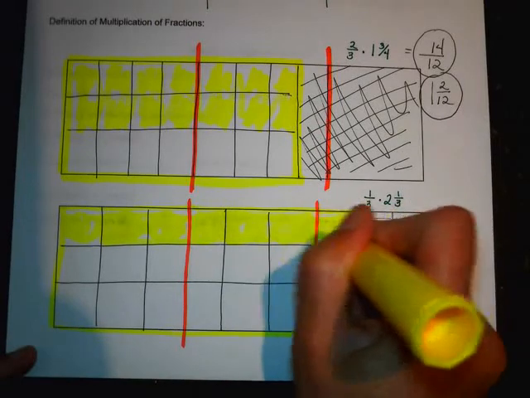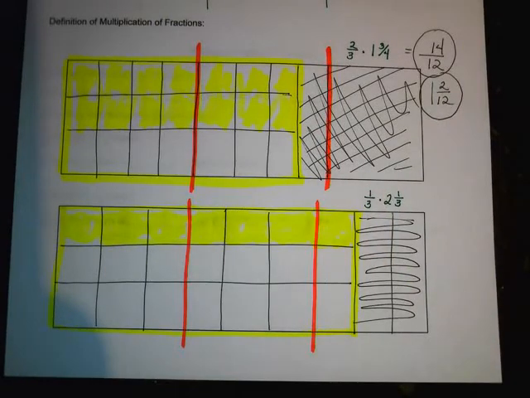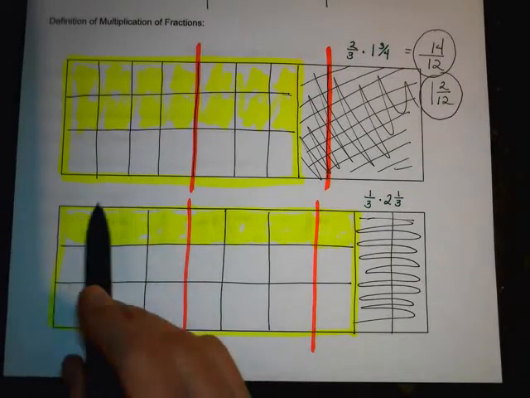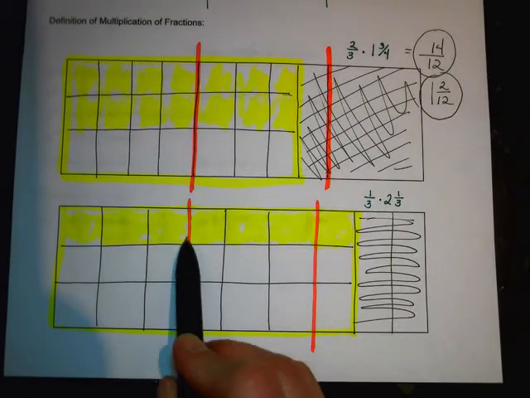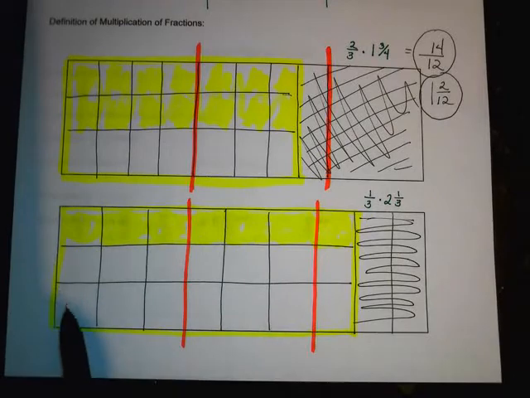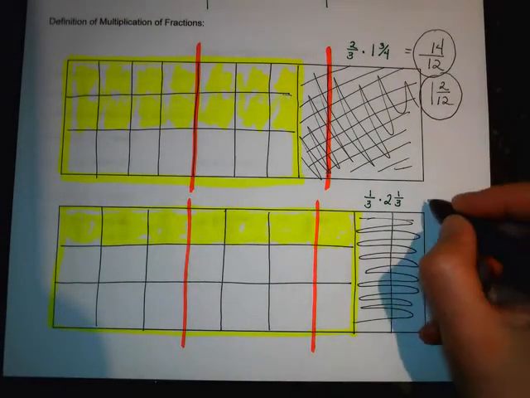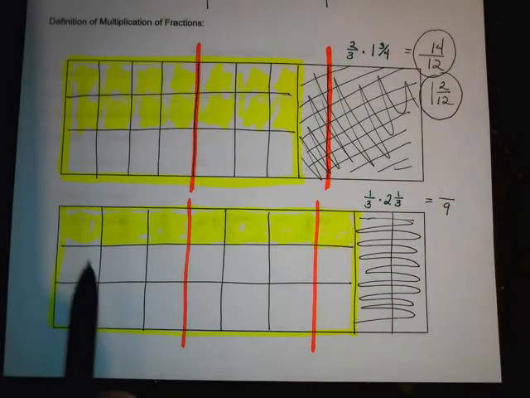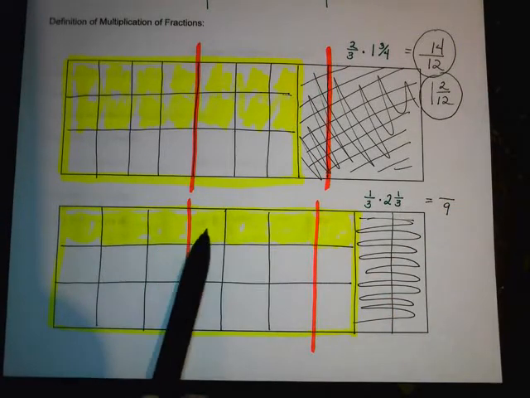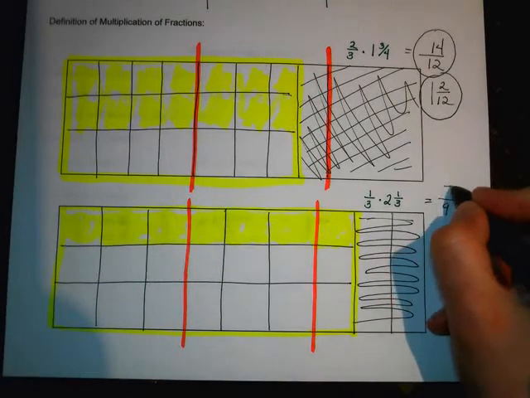Take a step back and look at your pan of brownies. So 1 pan goes where I'm circling. So 1 pan's been divided up into 9 pieces. So out of the 9 pieces, how many pieces do we have? 1, 2, 3, 4, 5, 6, 7. We have 7 over 9 pieces of brownies.